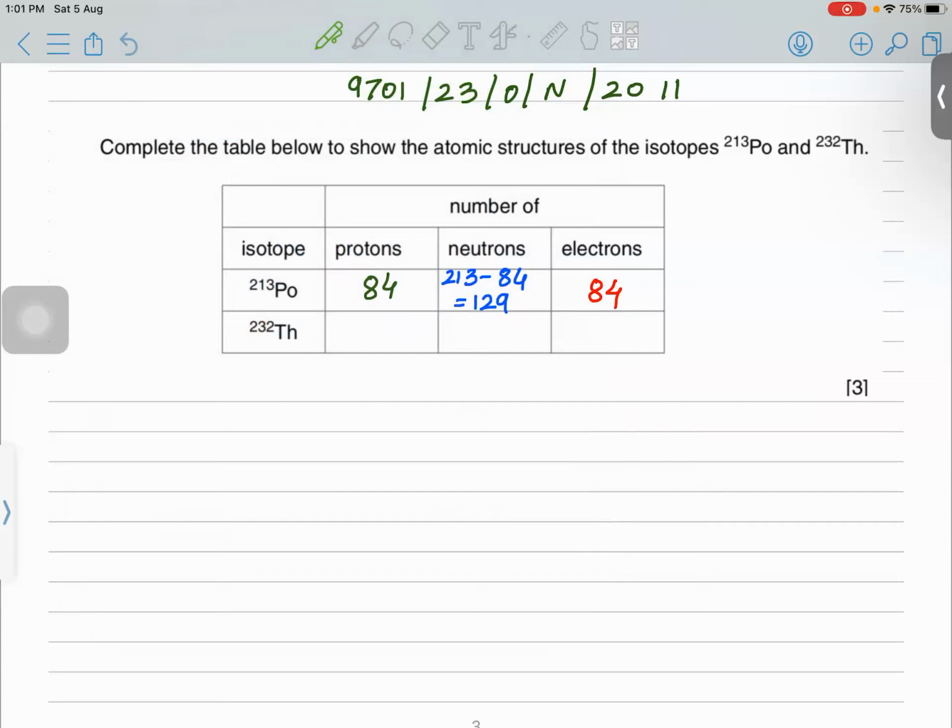Wait, so it's 232. Give me a second. Where is thorium? Thorium is after polonium. It's radioactive. Oh, right, so it's 90. The atomic number is 90.